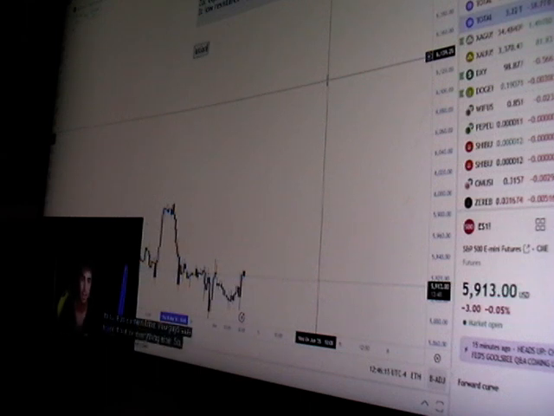So Asian session starts. I would suggest against trading Asian session just because there's not that much volume, but Asian session starts at 1800 Eastern time. London session starts at 3 a.m. and then New York session opens at 9:30.